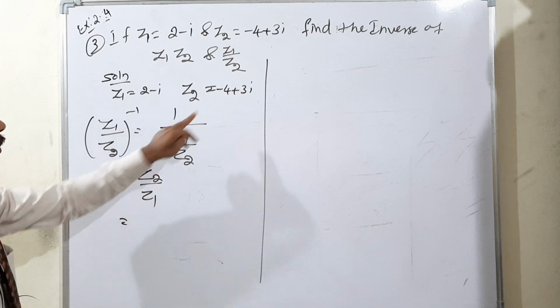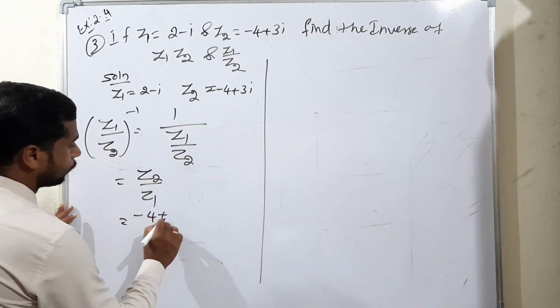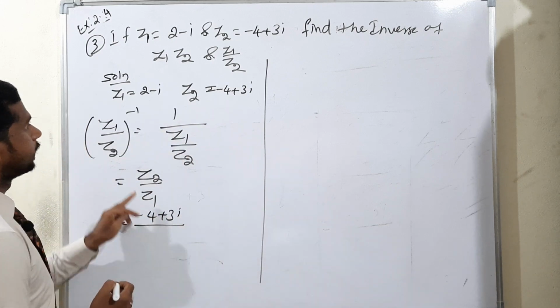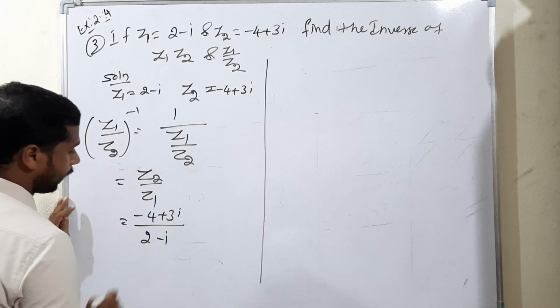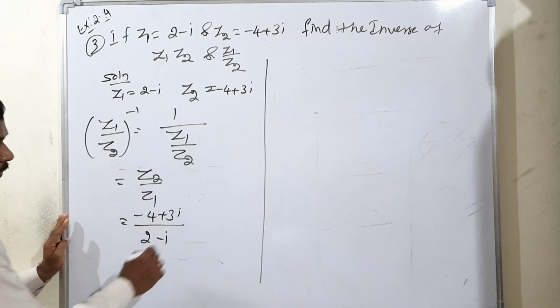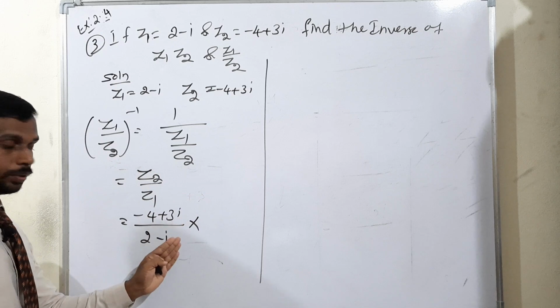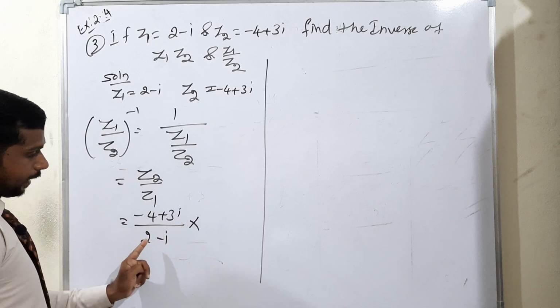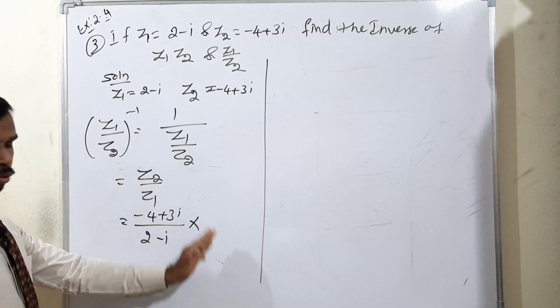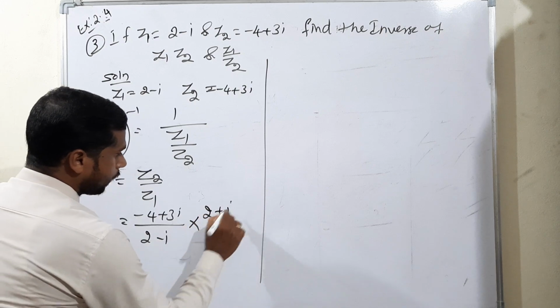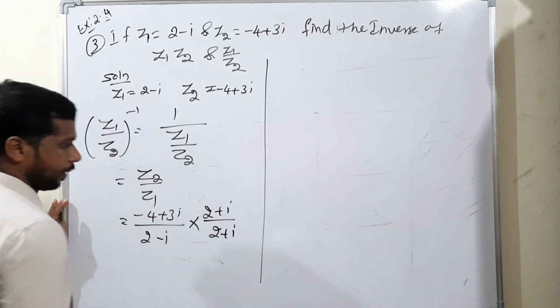Then Z2 is equal to, what is the value? Minus 4 plus 3i divided by Z1, which is equal to 2 minus i. This is not a standard form. What we have to do? We have to multiply both sides by the conjugate. Conjugate of the denominator 2 minus i means 2 plus i, into 2 plus i.